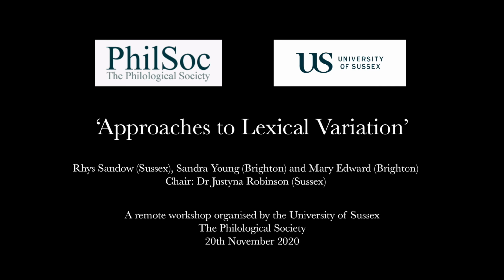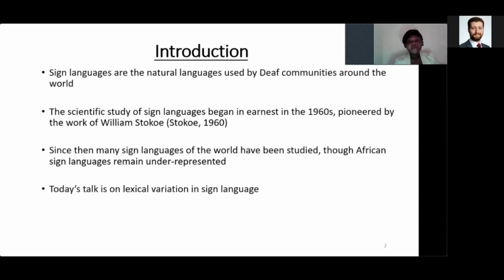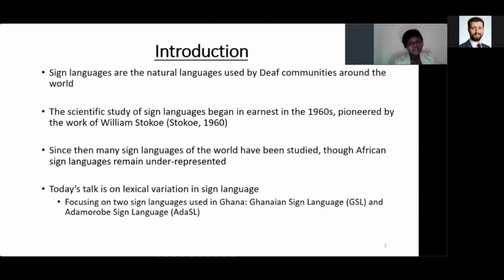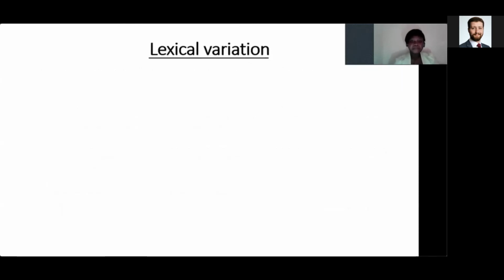So by way of introduction, sign languages are the natural languages of deaf communities around the world. And the scientific study of sign languages began in earnest in the 1960s, pioneered by the work of William Stokey. Since then, many sign languages of the world have been studied, but African Sign Languages still remain understudied, unfortunately. So in today's talk, I'll focus on lexical variation in sign languages by concentrating more on 2 sign languages that are used in Ghana, West Africa, and these are Ghanaian Sign Language and Adambrobe Sign Language.